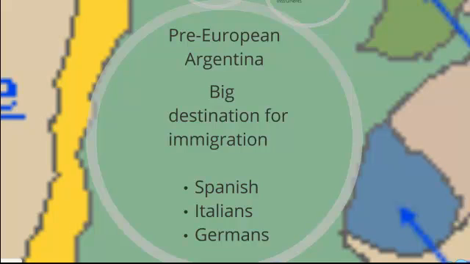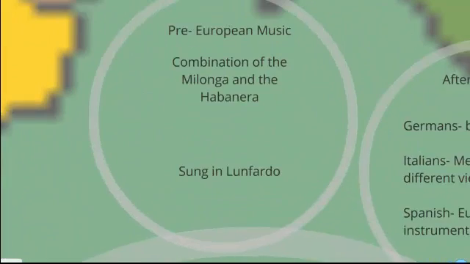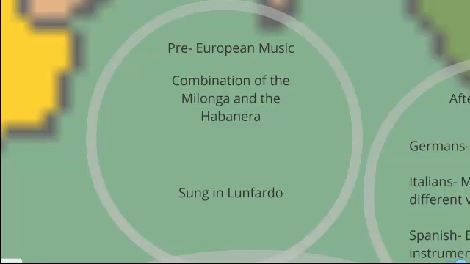The final place where music was influenced by Europeans was Argentina. Argentina was a major center for immigration. Many immigrants from all over Europe came here. Before the Europeans, the tango was a mixture of two music styles, the milonga and the habanera. It was also sung in Lunfardo, the language of the street criminals.